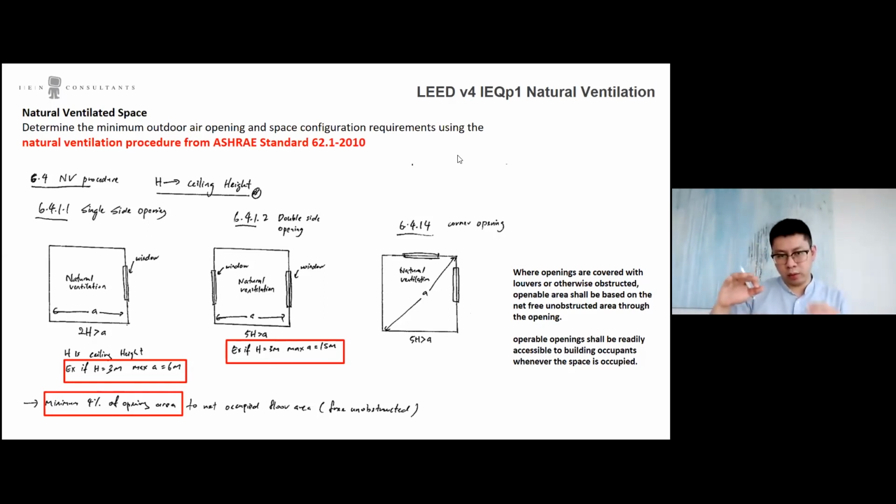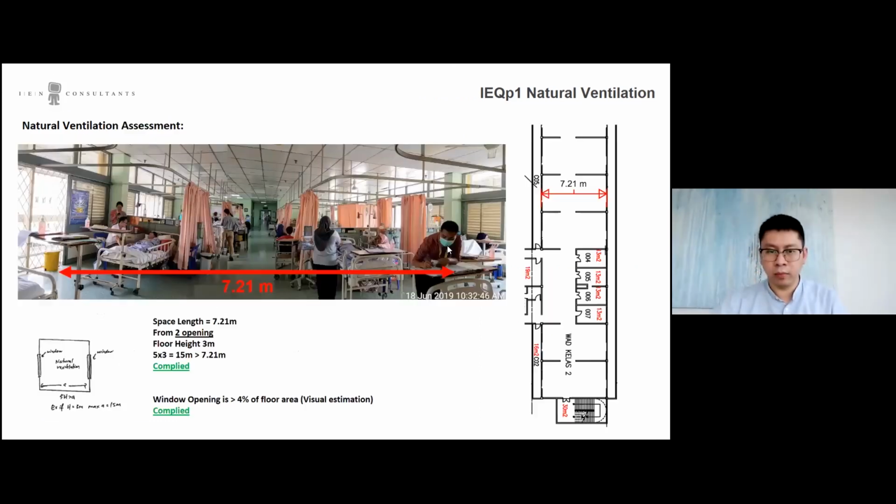In this case, we need to calculate the opening size. For example, this hospital has 2 sides of opening. You can see there's a window, louvers, and also a door. The total length of this building is 7.21. The ceiling height is 3 meters. 5 times 3 is 15, and 15 is more than 7.21. In this case, it complies.